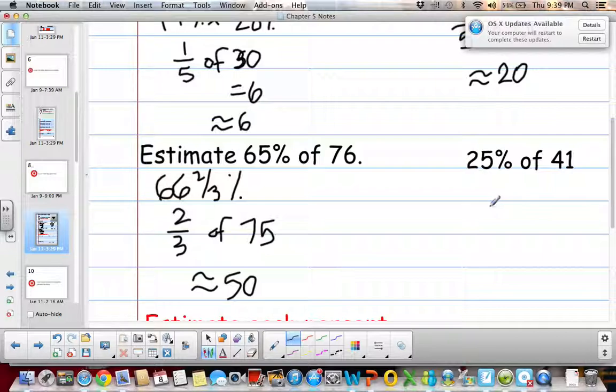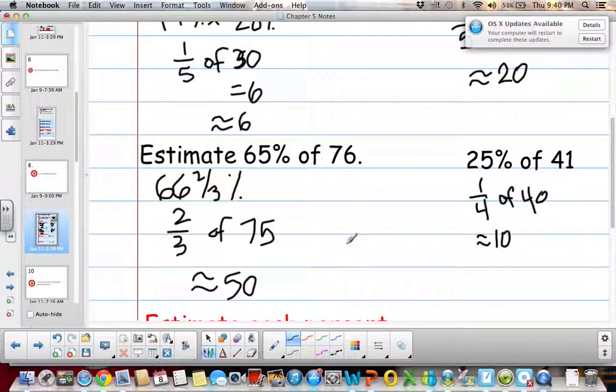Okay, if we look at 25% of 41, we know that 25% is in our table, and it's 1/4. And now we want to think of a number that is compatible with 1/4, or basically a number that can be divided by 4 easily in our head. 41 cannot, but we know that 40 can. So 1/4 of 40, 40 times 1 divided by 4 would be approximately 10. So 25% of 41 is approximately 10.